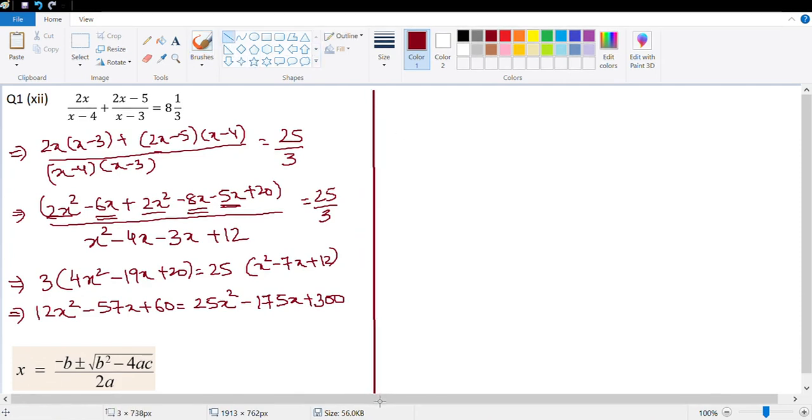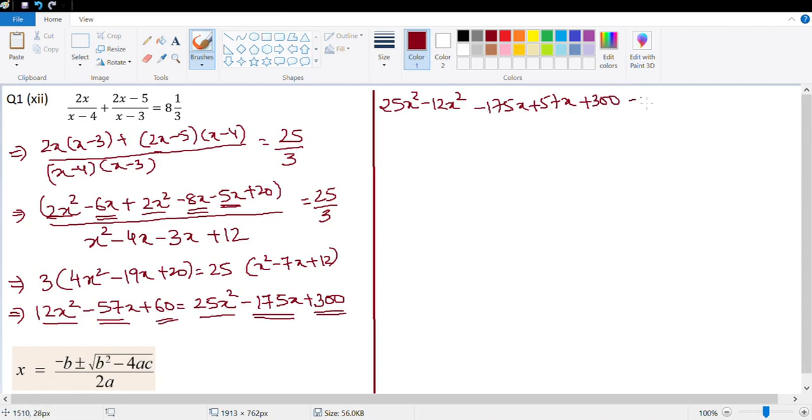Next, let's take everything on one side because we need to compare it with ax square plus bx plus c. So this is 25x square minus 12x square. Next, negative 175x. I'm bringing everything to the right. And when this goes there, it becomes plus 57x. Next, plus 300. And when 60 goes there, becomes negative 60 is equal to 0.